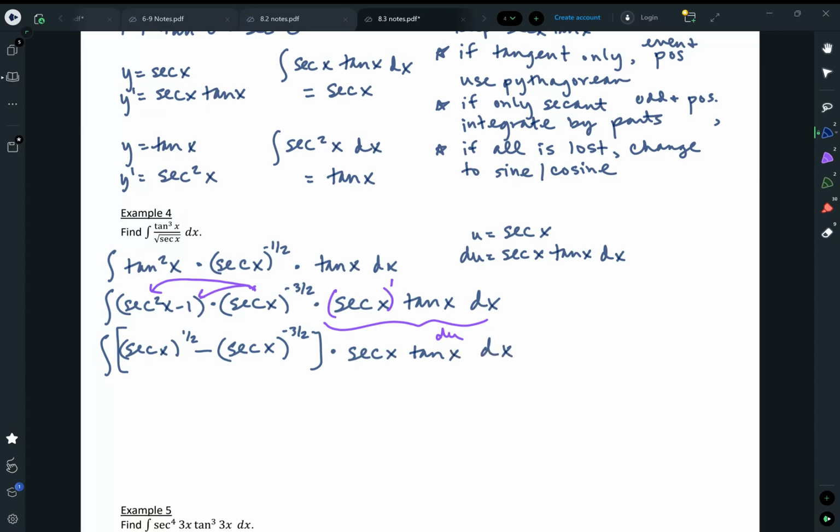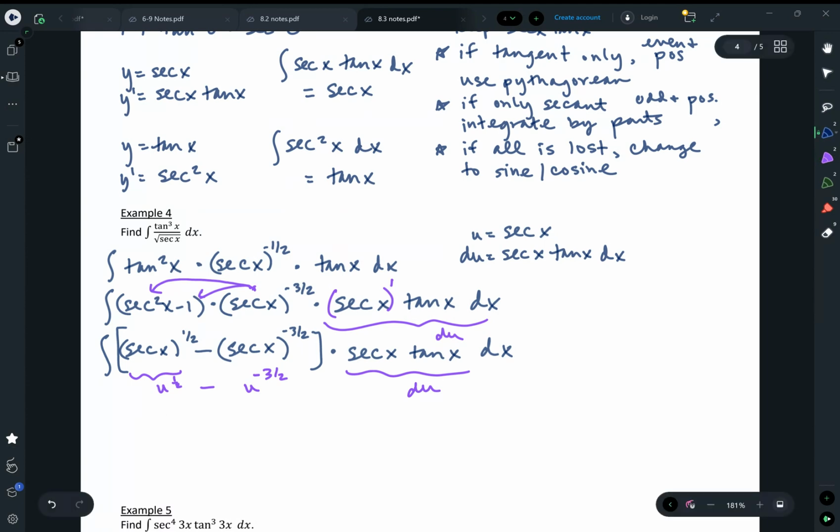And so really, if my u is secant x, this is like having a u to the 1/2 power minus a u to the negative 3/2 power. And then this is my du over here. So I'm really just doing power rule now. I'm not even integrating secant or anything, right? I'm just integrating this u to the 1/2. If I have a 1/2 power and I add 1, now I'm going to have 3/2 power. So I'm going to have secant x to the 3/2 power, and then divide by my new exponent, which means multiply by the reciprocal, so 2/3.